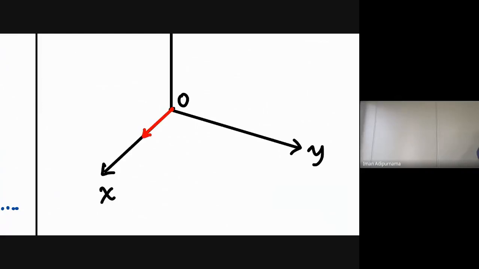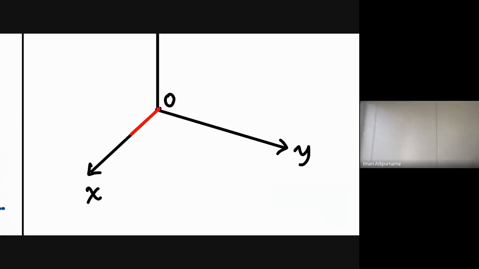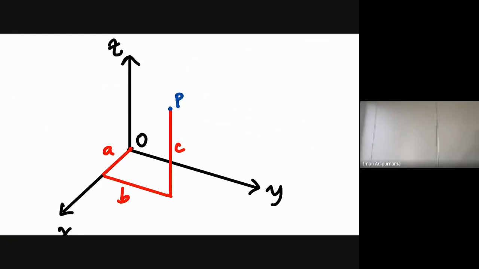Maybe not travel, just making some coordinates. Okay, so let's say this is a, and then going here it's b units, and then going here it's c. So if I define this point P, this will be (a, b, c). This is X, this is Y, this is Z. So that's how we define the coordinates in 3 dimensions.